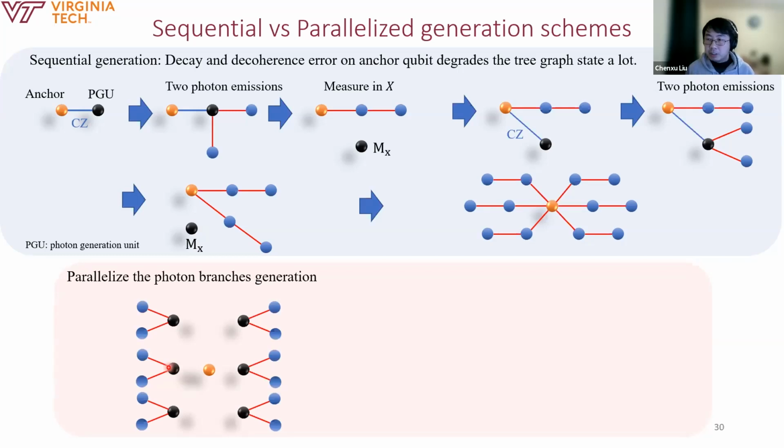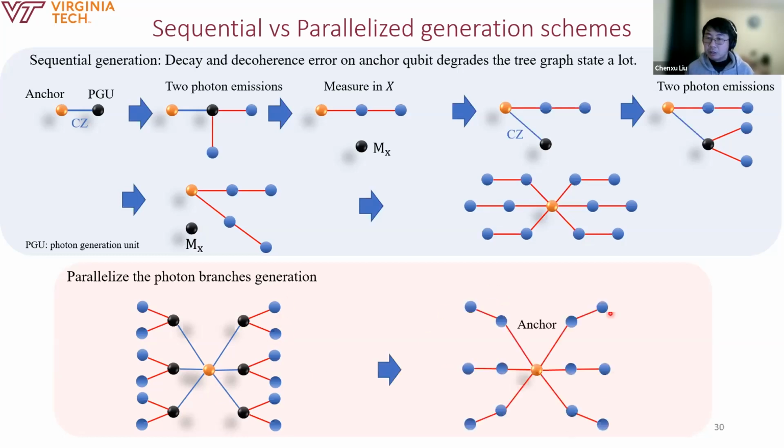After all the photon branches are generated, we can apply the CZ gate between the anchor qubit and the auxiliary qubits in different photon generation units. After that, we can simultaneously measure the auxiliary qubits inside different photon generation units to disentangle them and transfer the generated photon qubits to the anchor qubit to finalize this tree-like state preparation, and then do the Y measurement on the anchor qubits to finalize the generation scheme.